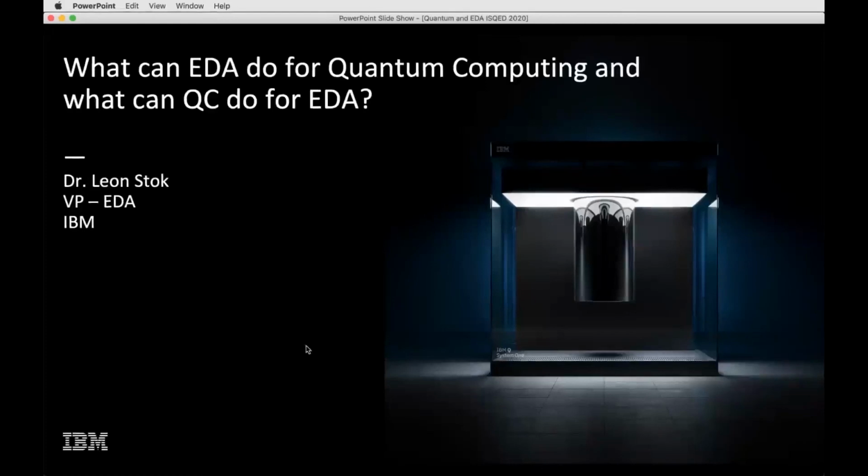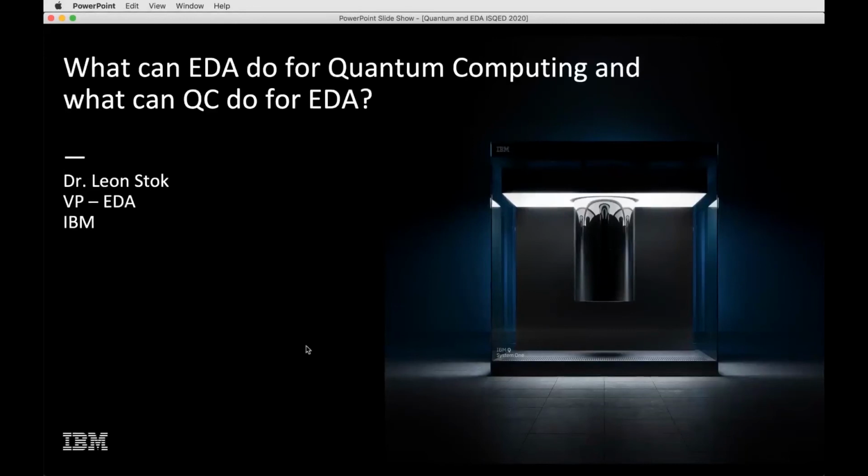What can we do in EDA to actually make better quantum computers? In the end, in EDA, we are about design automation. We are about making better designs. And then thirdly, really talk about what could quantum computers potentially mean for EDA? Is there, when and how could we potentially take advantage of quantum computers?